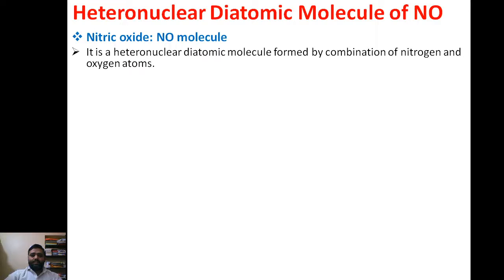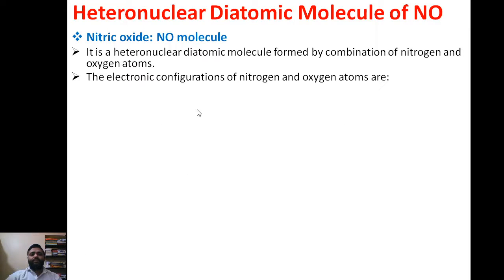The NO molecule is a heteronuclear diatomic molecule formed by the combination of nitrogen and oxygen atoms. It is known as a heteronuclear diatomic molecule because two different atoms, two different elements, are present. Therefore, we can include this example in heteronuclear diatomic molecules. This is a combination of nitrogen and oxygen.